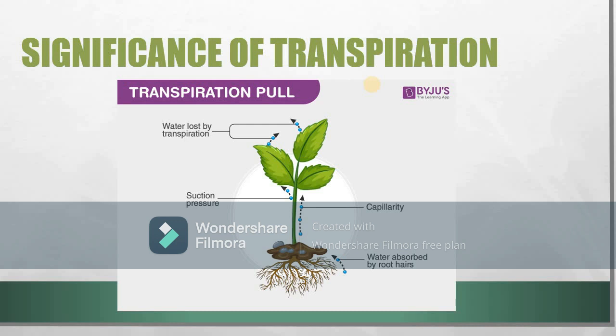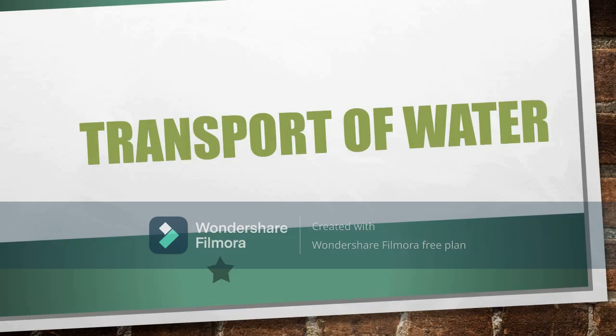And the wet surface of the leaf also allows gaseous exchange. So in this way, transpiration is important but harmful as well. The next thing is the transport of water, that is, how water can be transported inside the plant.